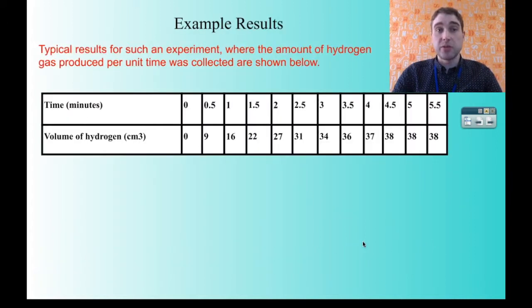So here's some experimental results. We've got time, we've got volume of hydrogen. As the time goes on, the volume of hydrogen is increasing until we get to this point here, where the volume of hydrogen being produced drops down to zero.